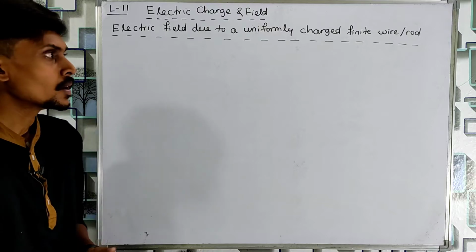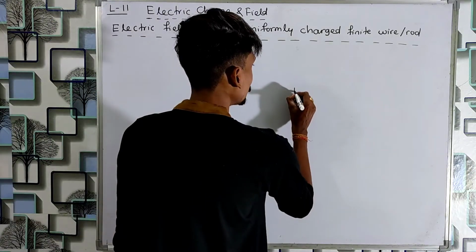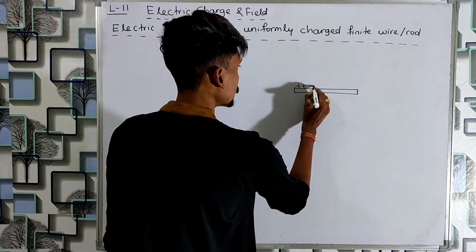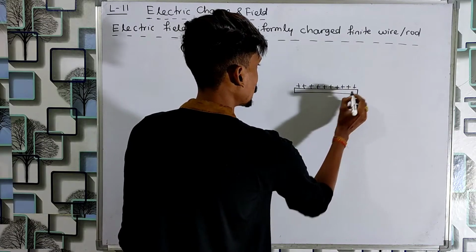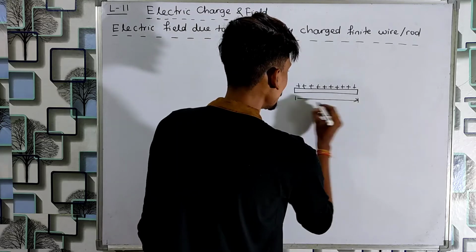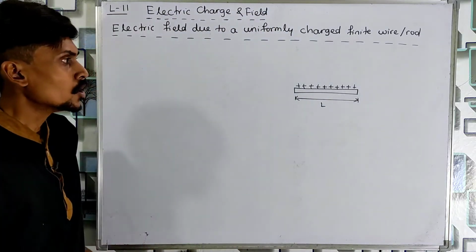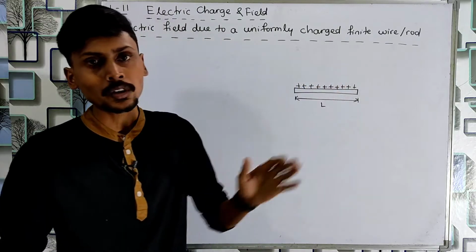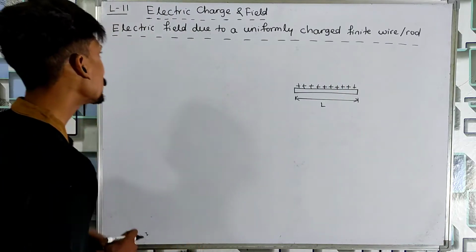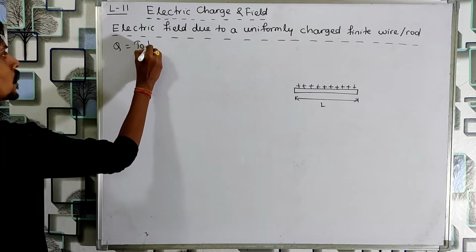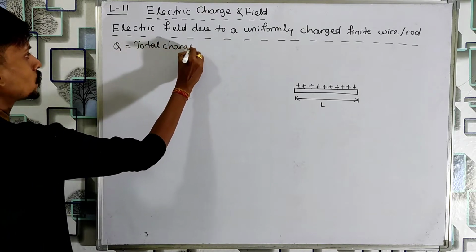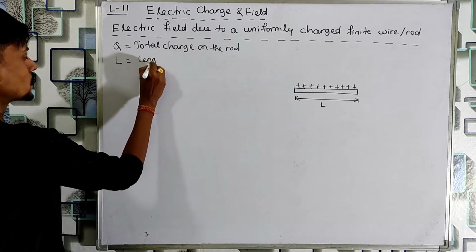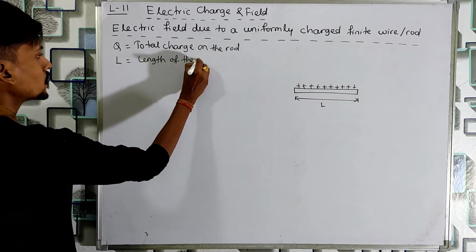So suppose we have a rod whose length is L. This is the rod, and this rod is uniformly charged. This is positively charged, and the length of the rod is L. Is that clear? So this is the case of continuous charge distribution, because charge is continuously distributed over the entire length of the rod. Suppose capital Q is the total charge on the rod, and L is the length of the rod.